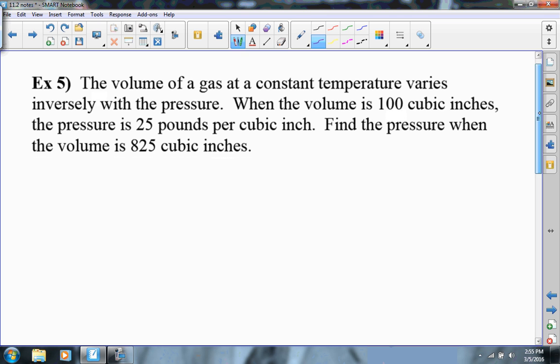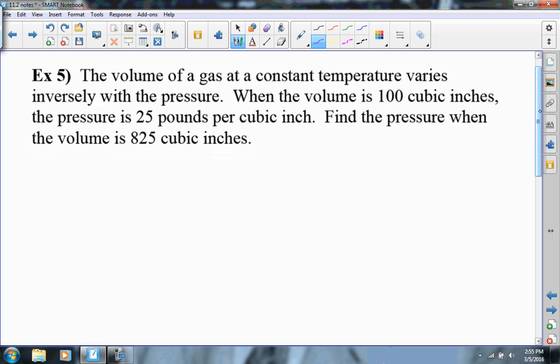And for our last example, this is a word problem, so this is more of an application type problem. You'll see some of these in your homework as well. And here it says the volume of a gas at a constant temperature varies inversely. So right away they're telling you what equation you're supposed to be using. So it says the volume of a gas at a constant temperature varies inversely with the pressure.